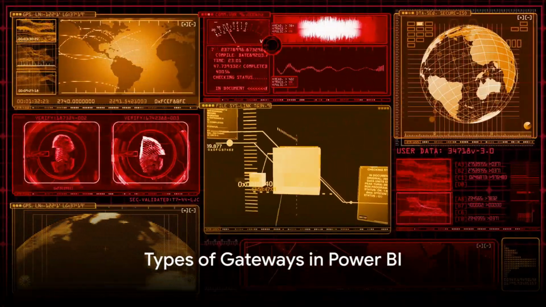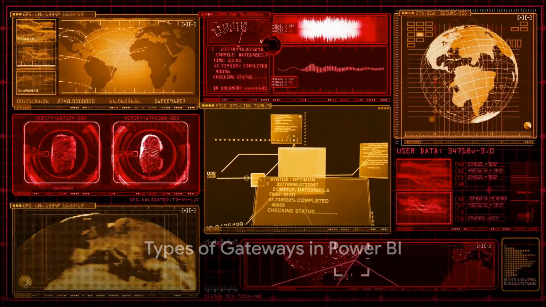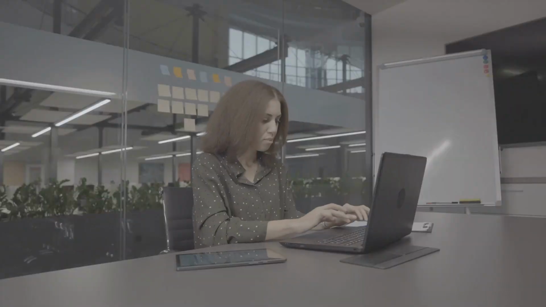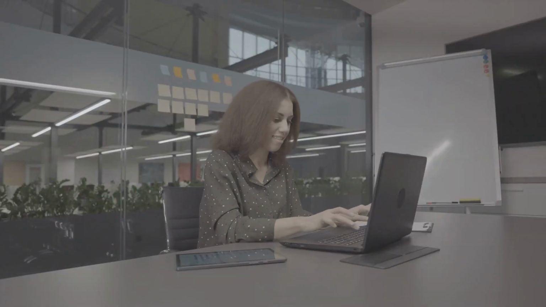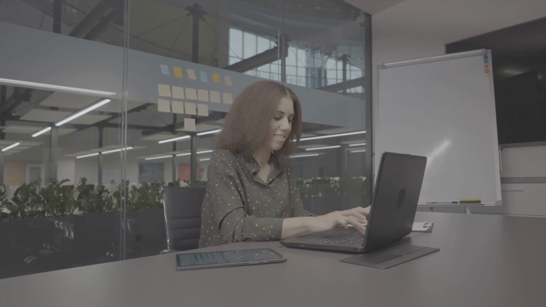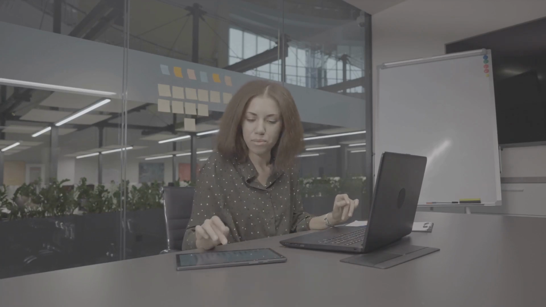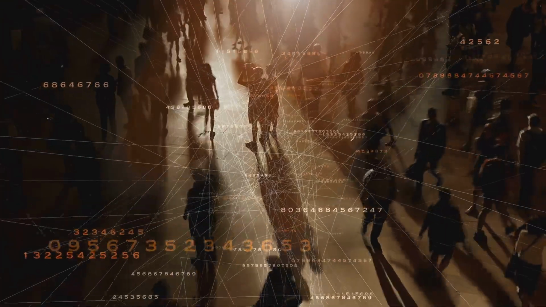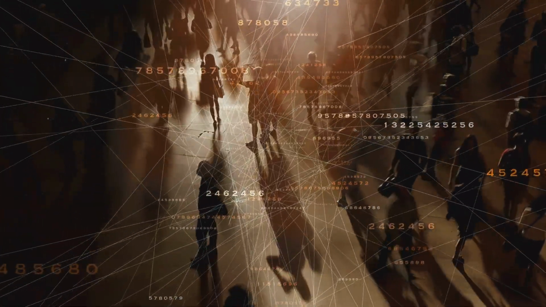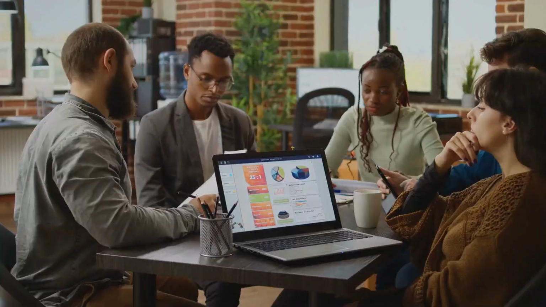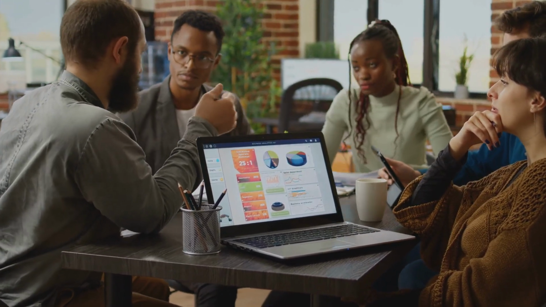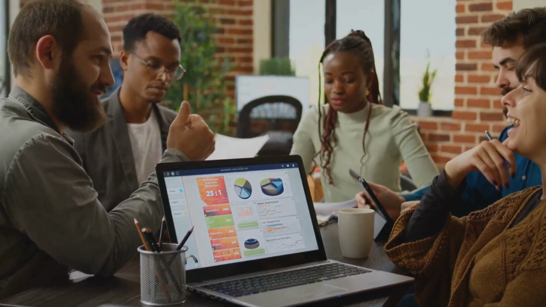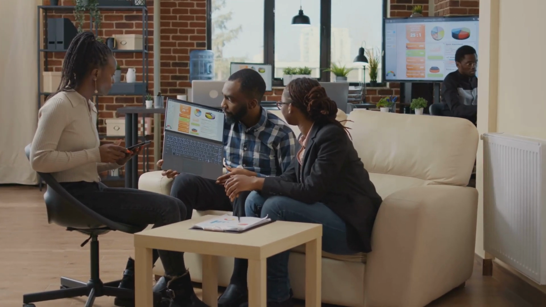Now, there are two types of gateways in Power BI, personal and on-premises data gateway. The personal gateway is designed for a single user, providing access to on-premises data for refreshing reports and dashboards. On the other hand, the on-premises data gateway, often simply referred to as the data gateway, provides more flexibility. It allows multiple users to connect to multiple on-premises data sources. It's the workhorse that ensures larger teams can collaborate on reports and dashboards using the same up-to-date data.